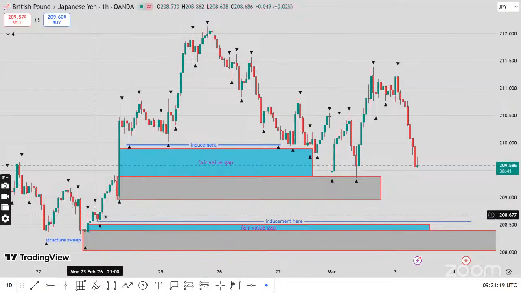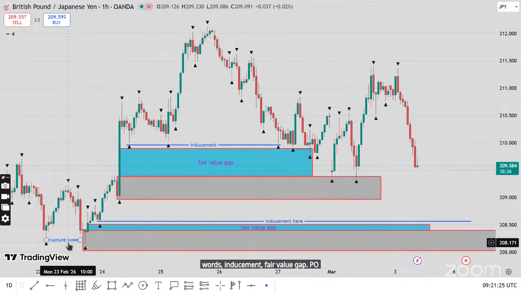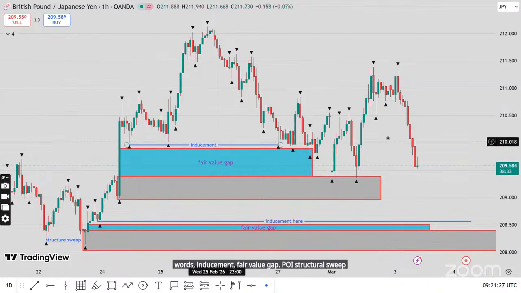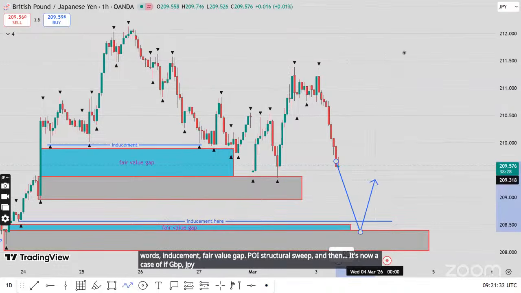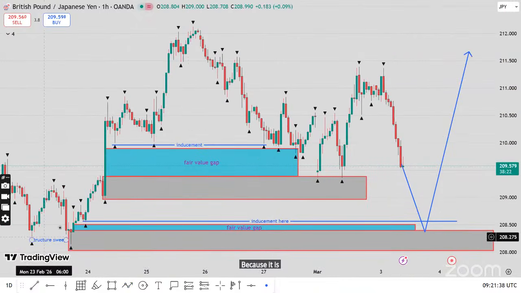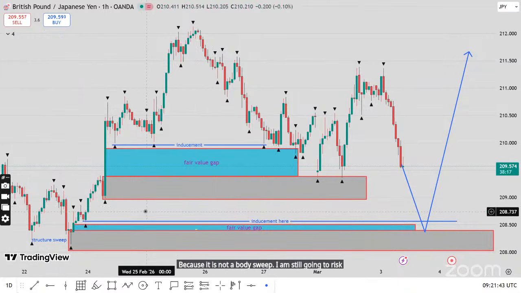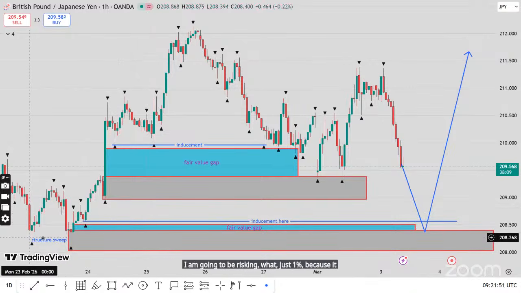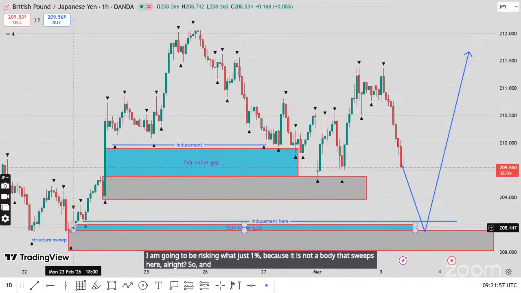So we have inducement, fair value gap, POI, structural sweep, and then it's now a case of if GBP JPY comes here, we are looking at buying. So because it is not a body sweep, if I have to risk 2% on this trade, I am going to be risking just 1%, because it is not a body that sweeps here. All right. And the engulfing is not also.